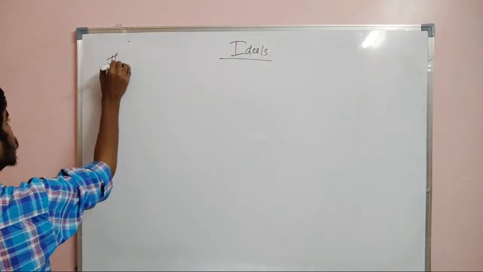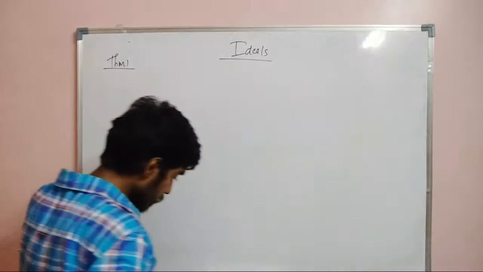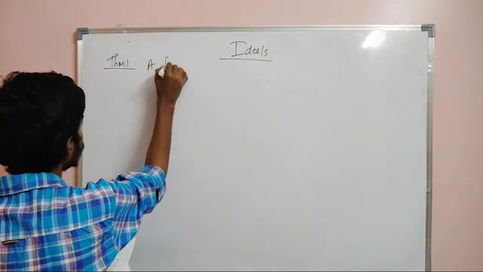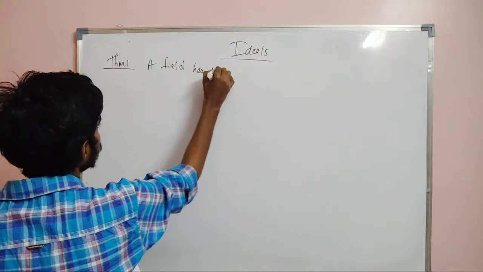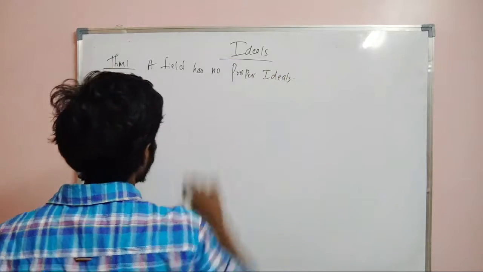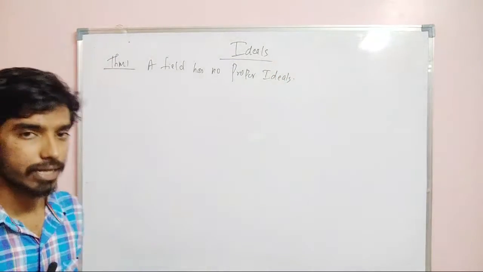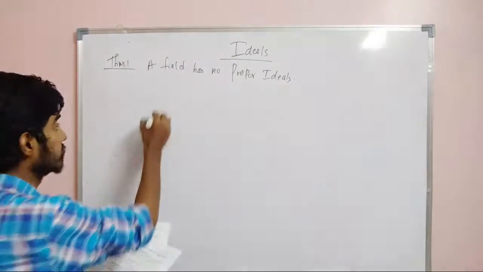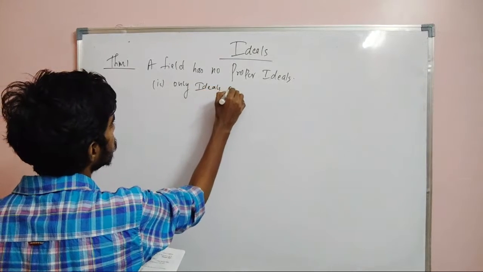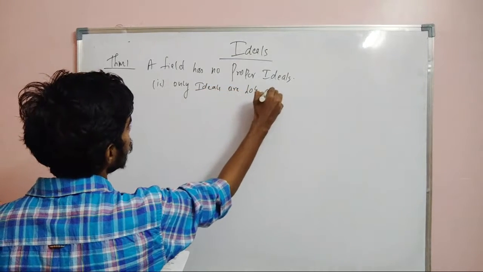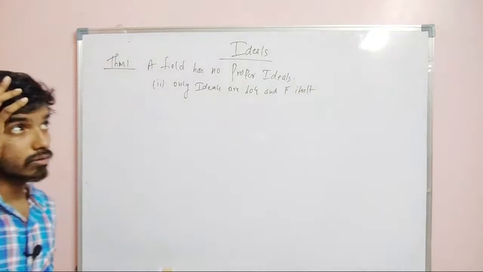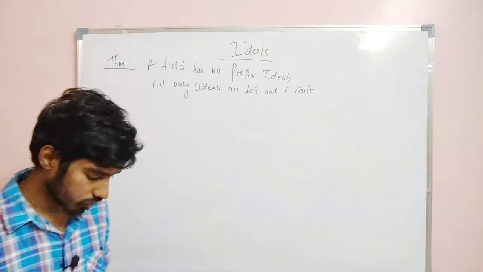Theorem 1 is: a field has no proper ideal. A field has no proper ideals, right? That is, the only ideals of the field are 0 and F itself. So the only ideals are 0 and F itself. We will prove this.